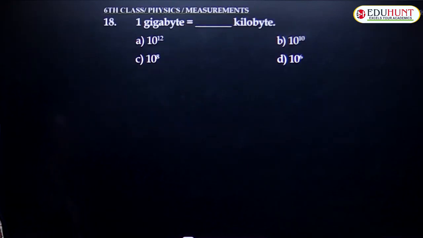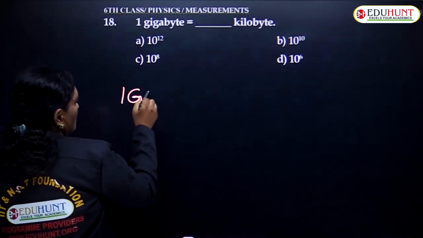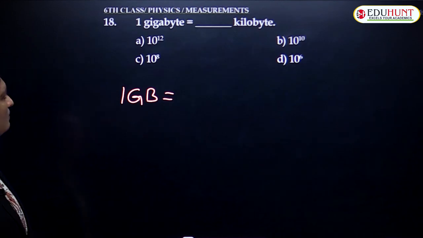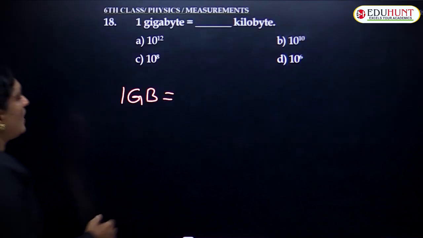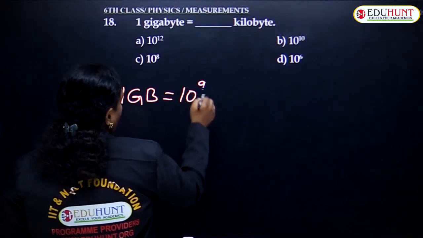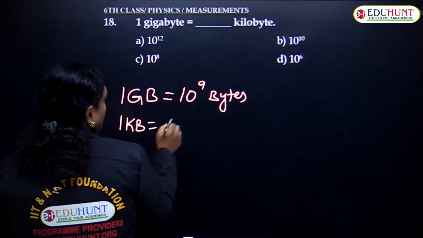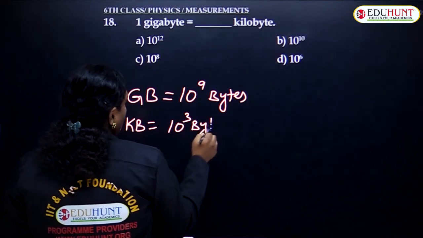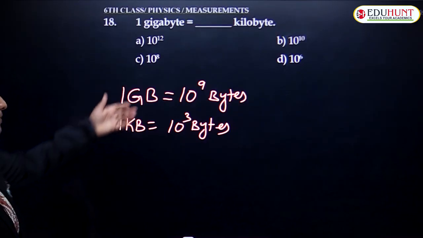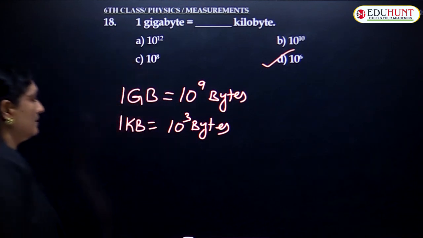Next, 1 gigabyte is equal to... 1 gigabyte is written like this. Tera means 10 power 12, so giga means 10 power 9. So 1 gigabyte is equal to 10 power 9 bytes, whereas 1 kilobyte is equal to 10 power 3 bytes. So if you would like to convert 1 gigabyte into kilobytes, how much would it be, children? 10 power 6. So the answer is D.